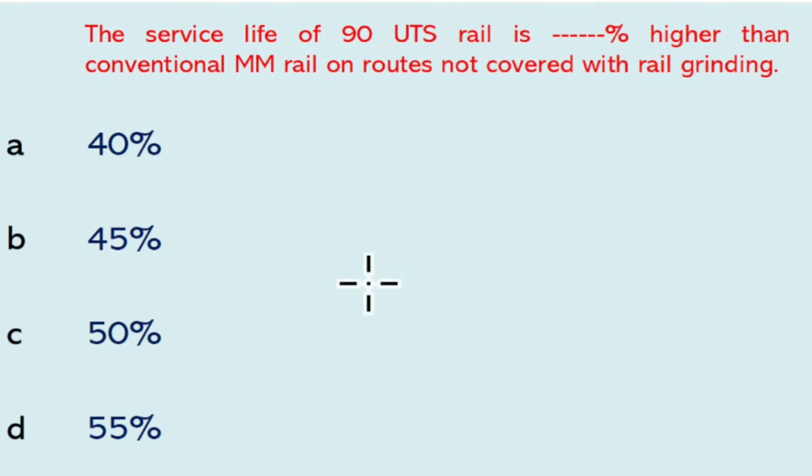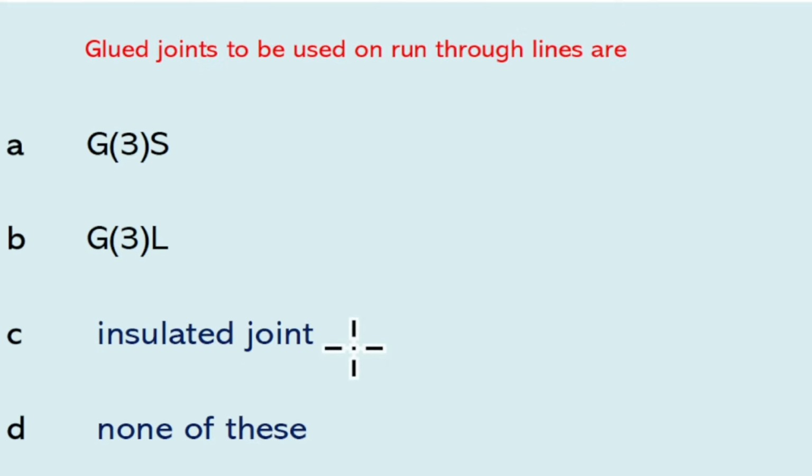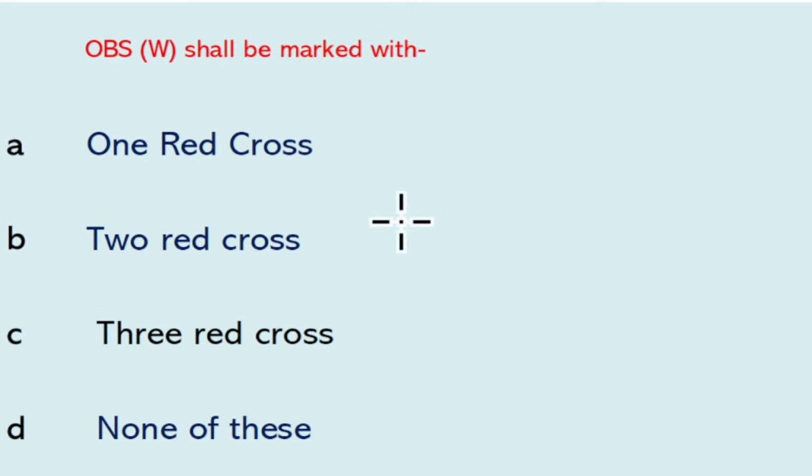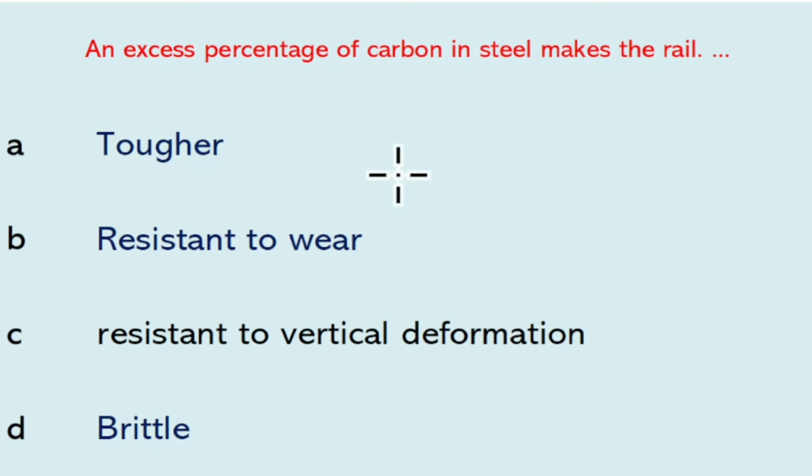The service life of 90 UTS rail is 50% higher than the conventional medium manganese rails on routes not covered with rail grinding. Groove joints to be used on the run-through lines are G3L. The slipping of driving wheel of locomotives on rail causes wheel burns. OBSW shall be marked with 1 red cross. An excess percentage of carbon in a steel makes the rail brittle.